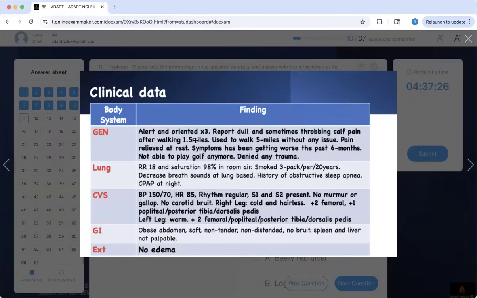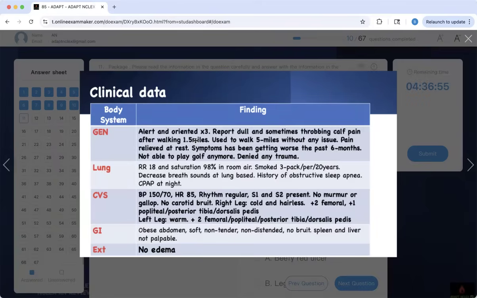Alert, oriented times 3. Patient is fine. Reports dull and sometimes troubling calf pain after walking. Calf pain after walking, something is telling you. Like I told you, the first two sentences should tell you. If you have calf pain when you're walking, that's claudication, right? Used to walk 5 miles, but now you can only walk 1.5 miles without any issue. Pain is relieved at rest. It's confirming our claudication. Symptoms have been getting worse the past 6 months.